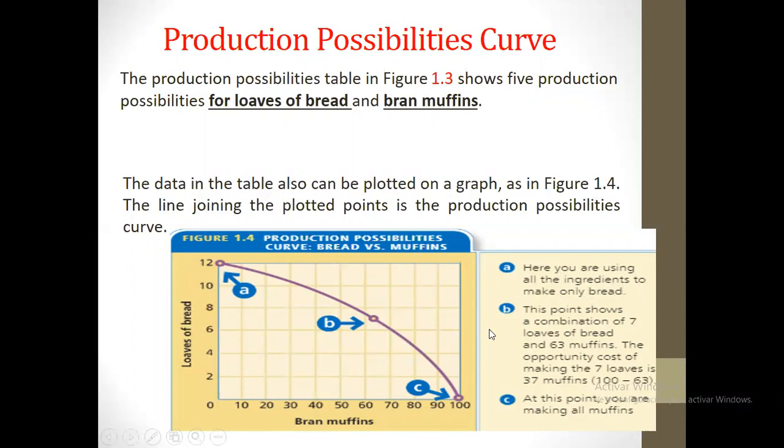Letter B, this point shows a combination of 7 loaves of bread and 63 muffins. The opportunity cost of making the 7 loaves is 35, that's the opportunity cost. It's 37 muffins, 133. Now, letter C says that at this point, you are making all muffins, only muffins, okay?